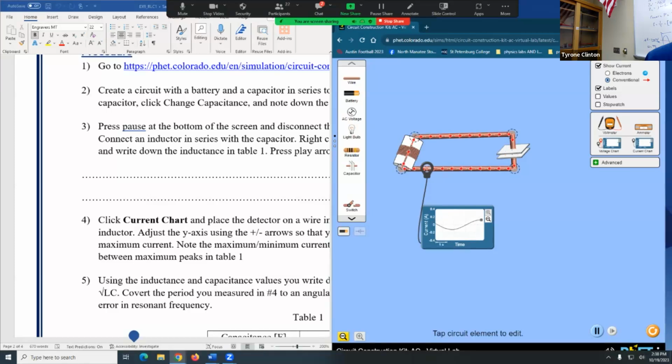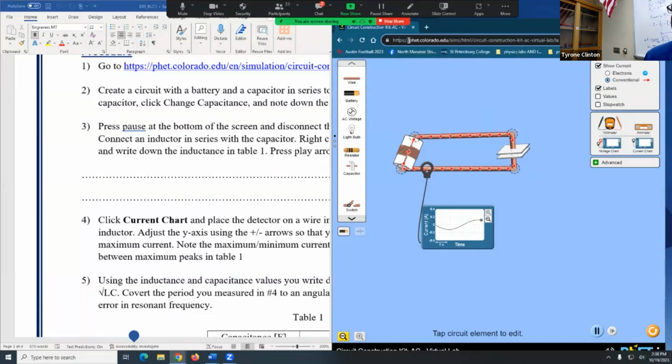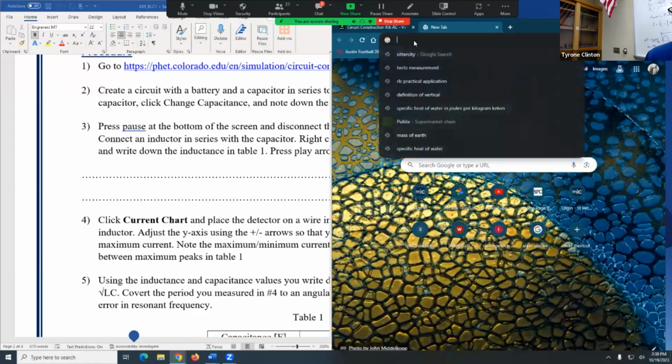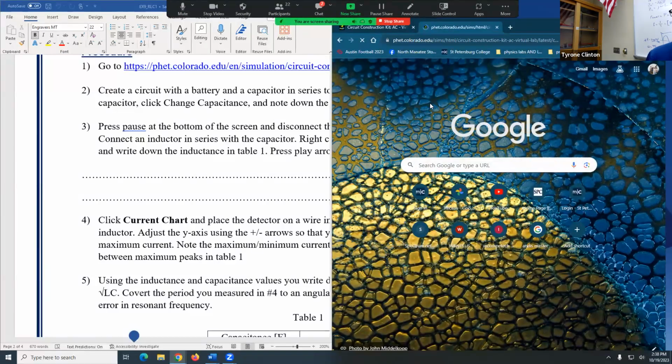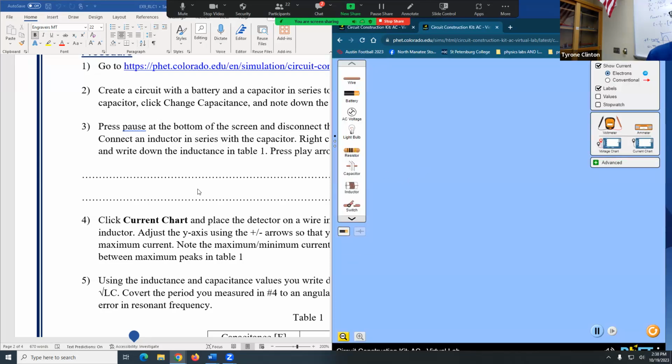And actually, we need to build that one because the one I was looking at was a little more complex. So let's open up another. Let's copy this URL and open up another.